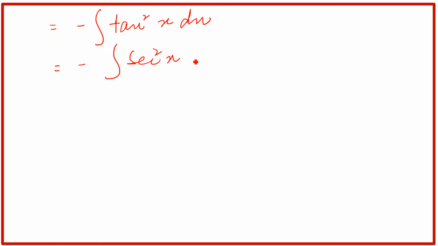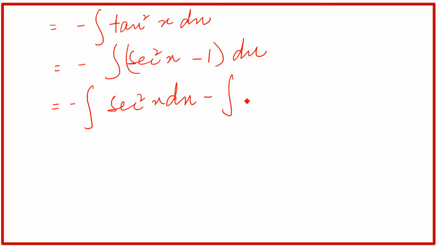So here we will write down negative tangent square x dx, but we cannot integrate tangent square x directly, so we will make tangent square x equal to secant square x minus 1, dx. Now we have two terms, so we will integrate individually. This is secant square x dx minus dx.